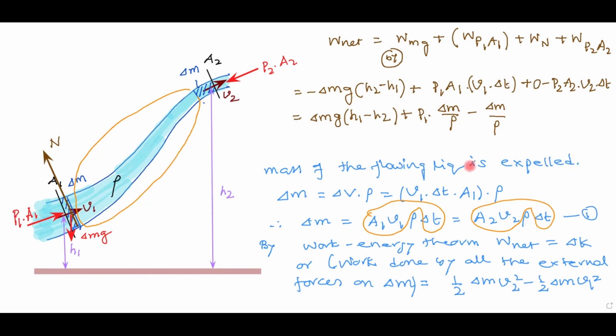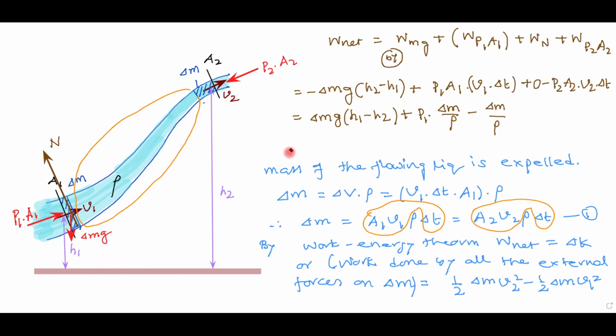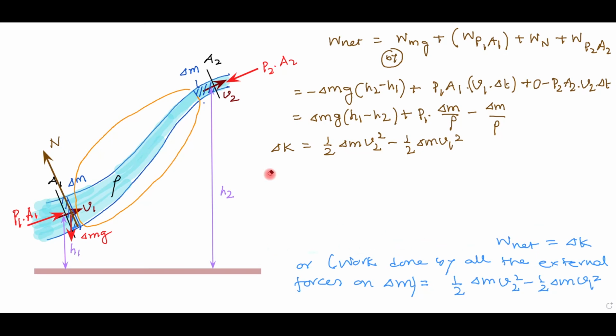the change in kinetic energy. And what is the change in kinetic energy? I am writing del K equal to half del m v2 square minus half del m v1 square. By change, all of you know that change is final minus initial. So the final kinetic energy is half del m v2 square and the initial kinetic energy is half del m v1 square. Now I will apply the work energy theorem.